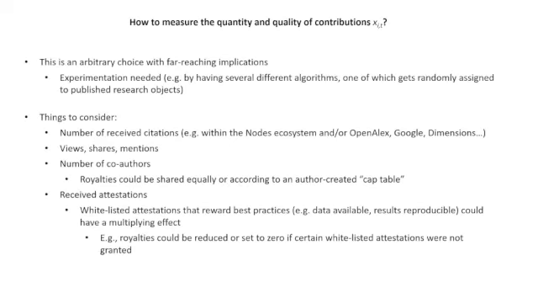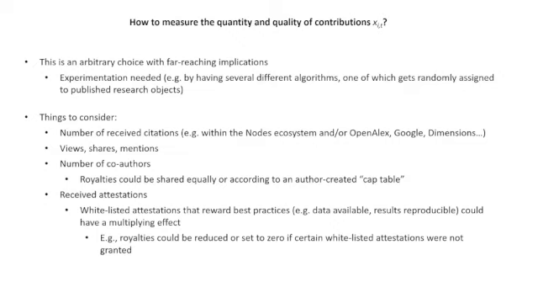Okay. So now the big question, how do we measure the quantity and quality of contributions, X_i,t? Whatever we're going to do there, it's going to be an arbitrary choice with far-reaching implications. So this is why I think experimentation is needed. One thing to do would be, for example, to have several different algorithms that incentivize slightly different things, and assign these algorithms randomly to research objects that get published. Then you have a clean experiment. You can actually compare what type of dynamics these algorithms trigger.